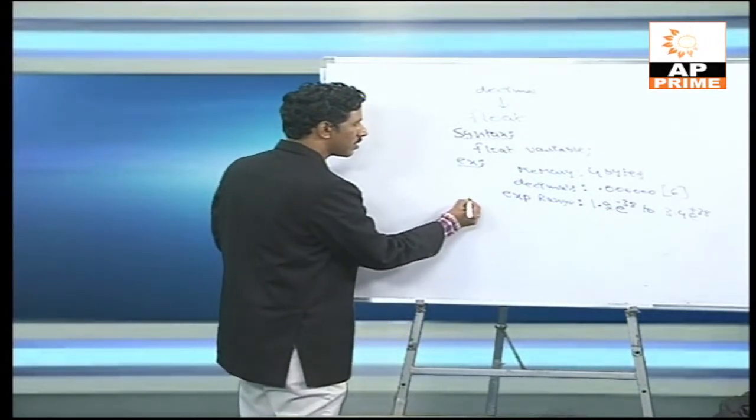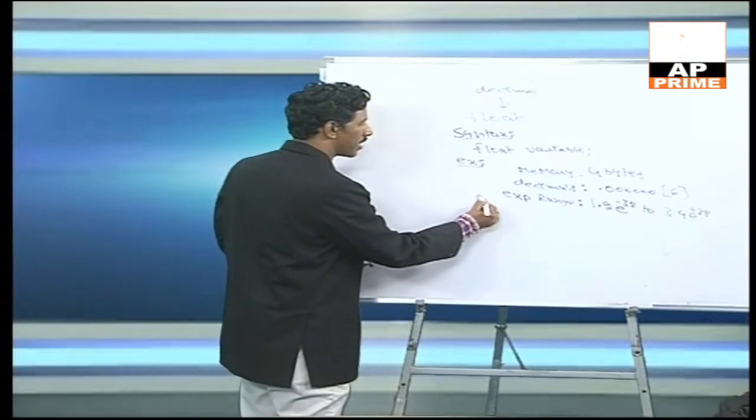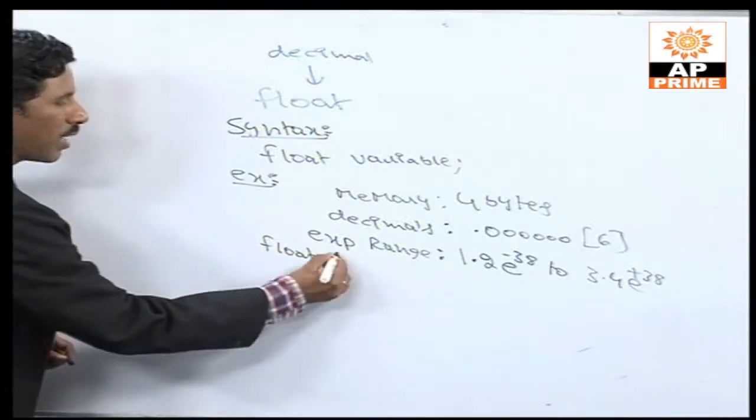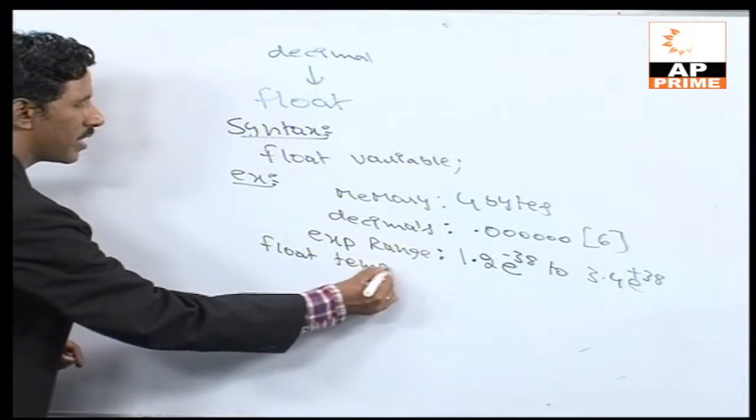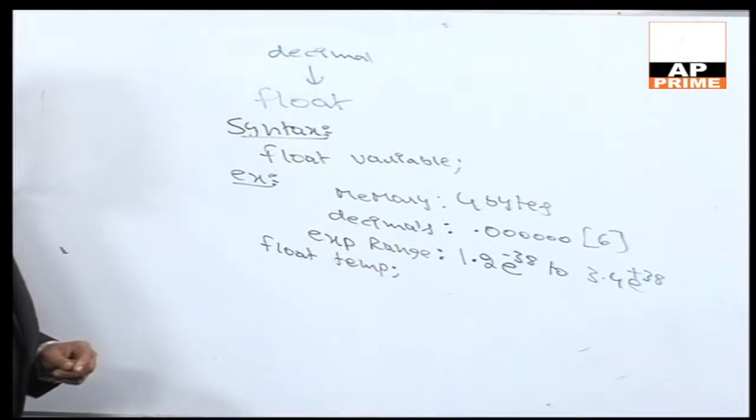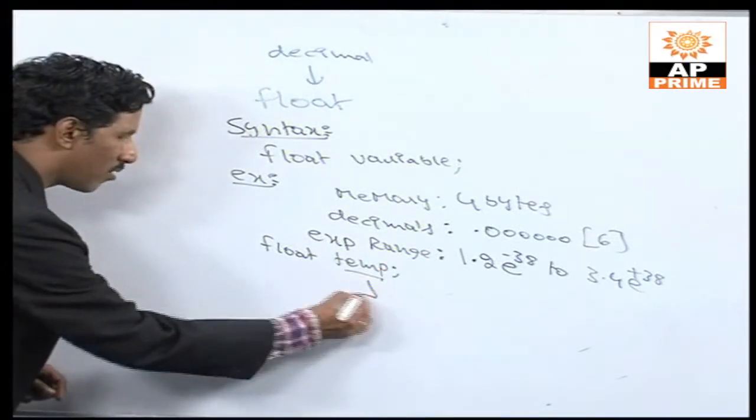And if I mention an example, check it. Float, I want to enter the temperature, the weather temperature. Now temp is a variable, float is the data type.